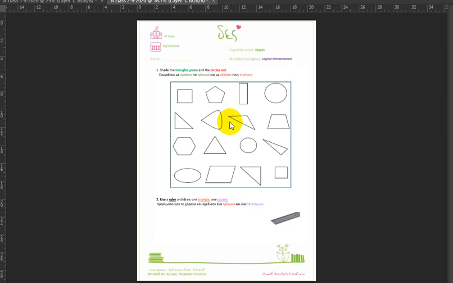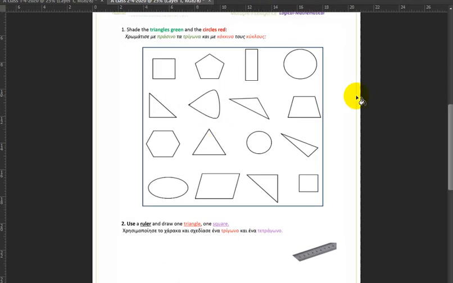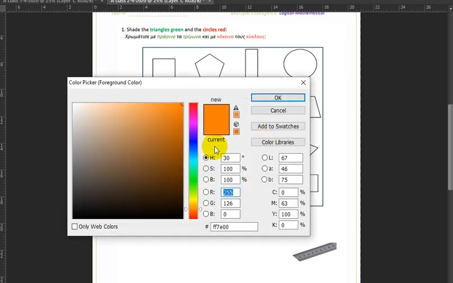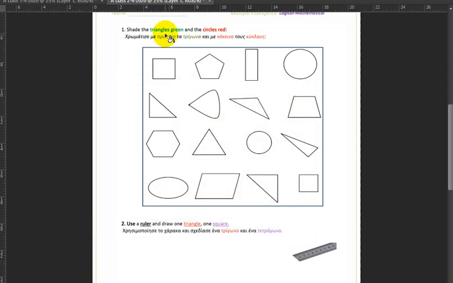Exercise 2 wants us to make the triangles green and the circles red. So we're going to start off with our triangles. So green. Remember, triangles need to have 3 sides and 3 angles. So this has 4 sides, so no. And circles need to have no sides and no angles. And also we said that the circles are all the points that are the same distance from the center.